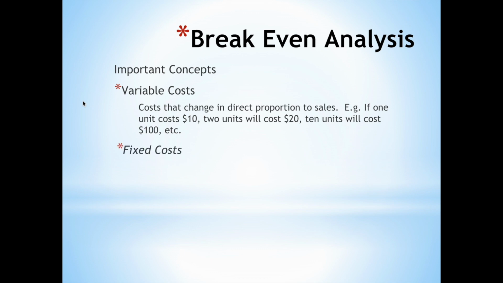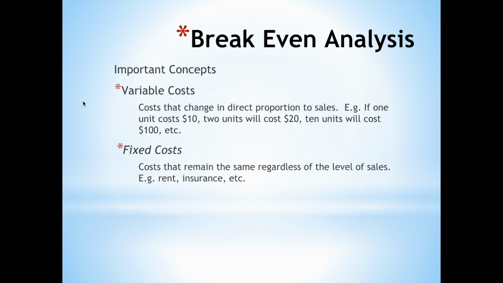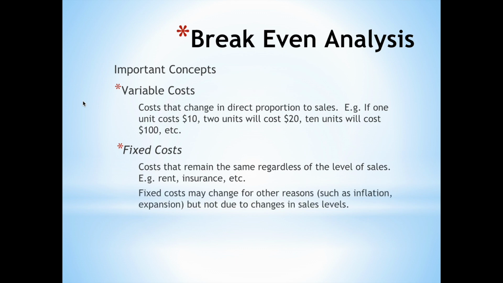Now fixed costs are costs that remain the same regardless of the level of sales. An example would be rent and insurance, because they don't rely on the unit of a product, but are measured as a whole. Fixed costs may change for other reasons, such as inflation or expansion, but not due to changes in sales levels.